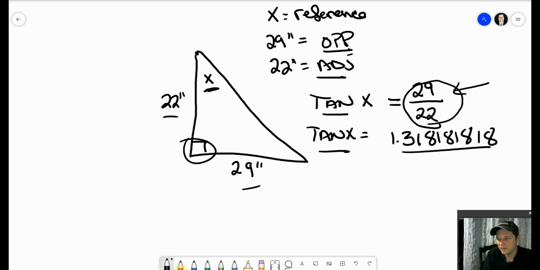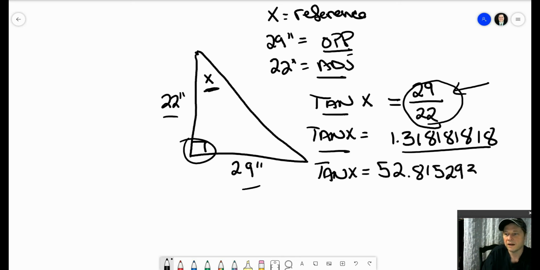So this is the part you need to remember. While this is still on your calculator, I need you to hit second function. And what's the trig function? Tan. So tan equals. And that will change your decimal fraction to 52.81529355.